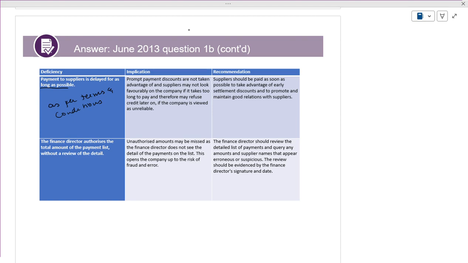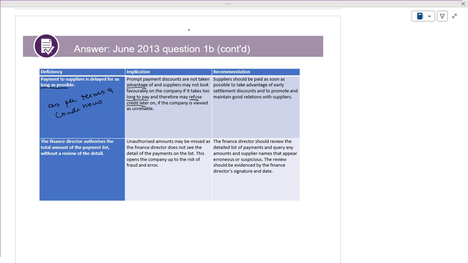Prompt payment discounts are an advantage. If you pay early, maybe you get some discounts. Suppliers may not look favorably on the company if it takes too long to pay. And sometimes what will happen? They will refuse to give us any credit. If there is a possibility, pay in advance and get discounts.